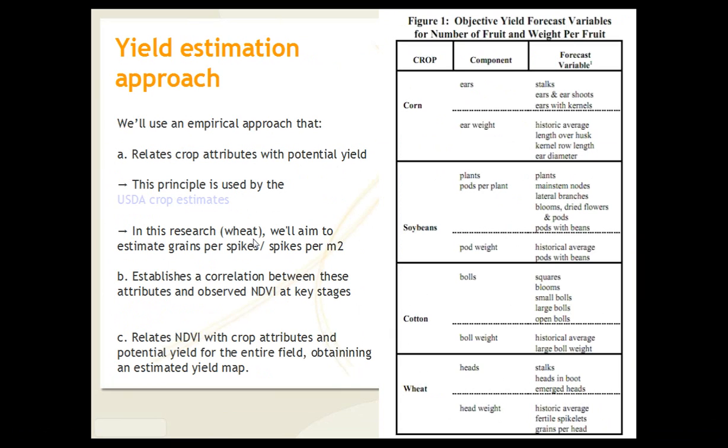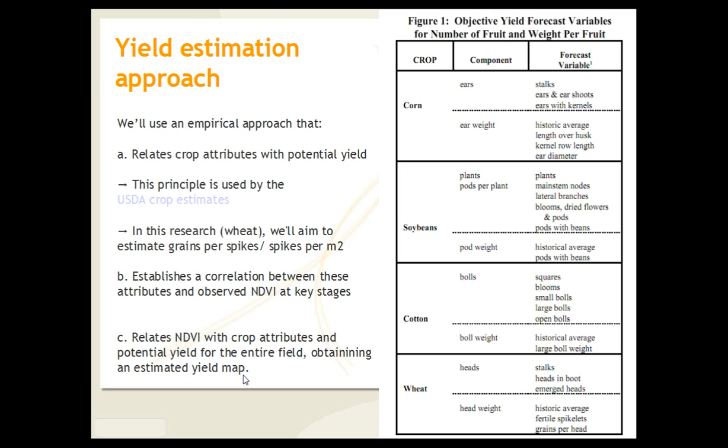So that's what I was just talking about. The estimation approach is based on three principles. One, defining which attributes we're going to use for yield estimation, then establishing a relationship between NDVI and those attributes, and then inferring a complete map with those attributes, and then calculating the yield estimate.